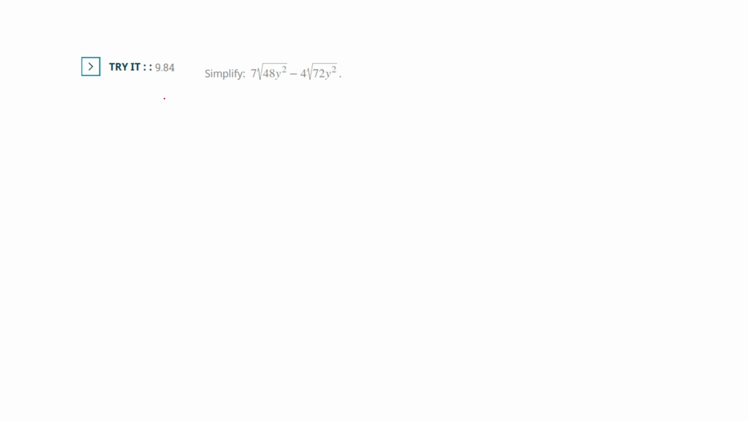Okay, we'll see this again. Pause it if you want to try it without some help here. I can bring a 4 out of here. So I get 28, and I can bring out a y. Over here, I can bring out a 6 and a y. Okay, so check yourself on tidying those up. But the team name is y square root of 3. This one's y square root of 2. They don't combine.